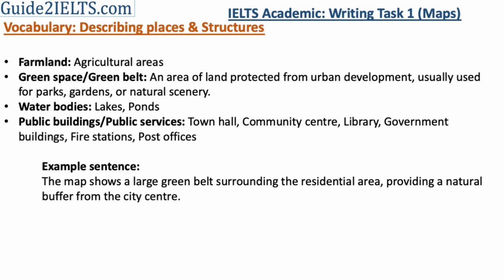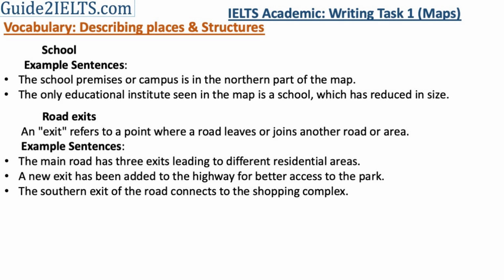Farmland are agricultural areas. Green space or green belt means an area of land protected from urban development, usually used for parks, gardens, and natural scenery. For example, the map shows a large green belt surrounding the residential area, providing a natural buffer from the city center. We often see schools mentioned in maps.